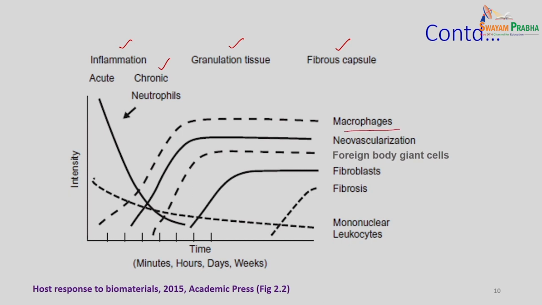Now, what is happening here is that you can see the macrophages and the neovascularization or foreign body giant cells. Particularly these macrophages and FBGCs, the foreign body giant cells, are part of the foreign body reaction.